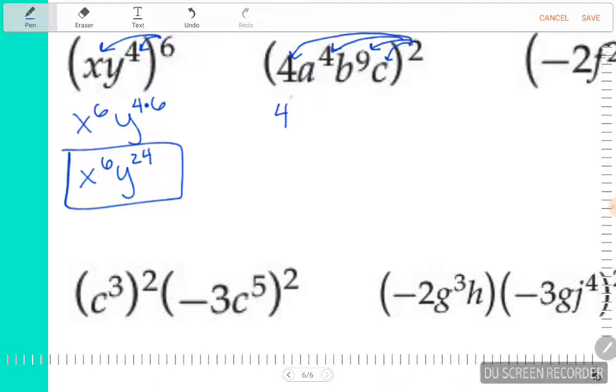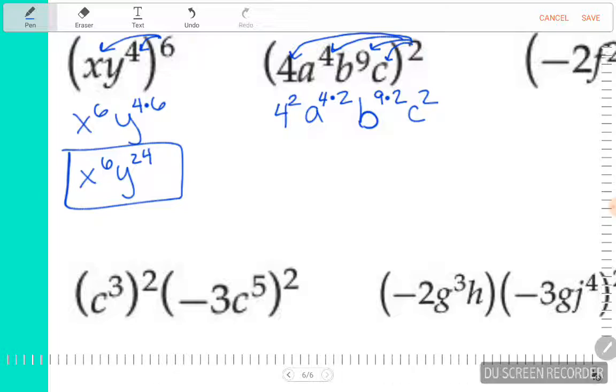4 to the 2nd power gives me 4 squared. This is a to the 4th to the 2nd power, so a power to a power I multiply. B was already being raised to the 9th, and then squared, so I multiply. C squared. Okay, it looks a little crazy, but hopefully it's not too out there. It's like a new way of distributing with exponents.